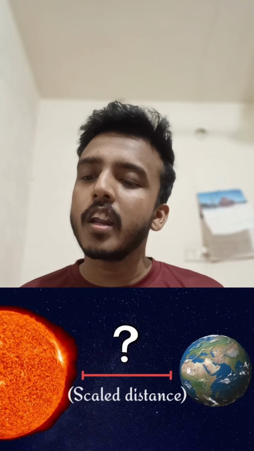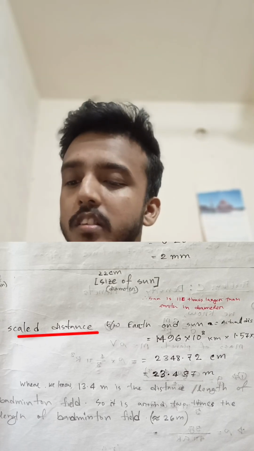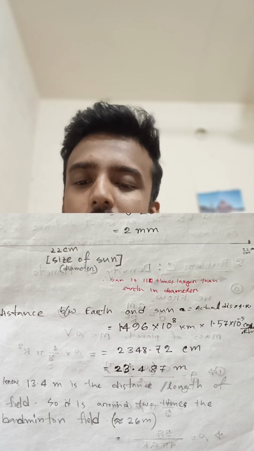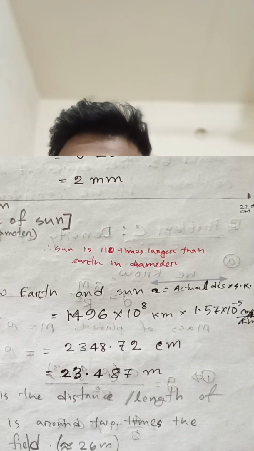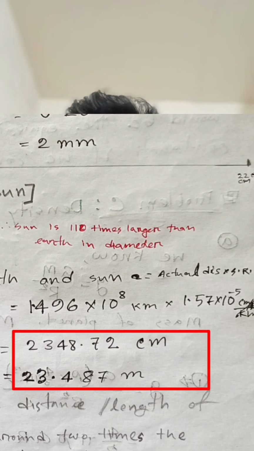Now our next question was what the distance between Sun and Earth would look like on this scale. To find this, you just need to multiply the actual distance between Sun and Earth with the scale ratio we got. The distance between Earth and Sun is roughly 1.496 times 10 to the power 8 kilometer, and when you multiply by the scale ratio, you get around 23.48 meter.